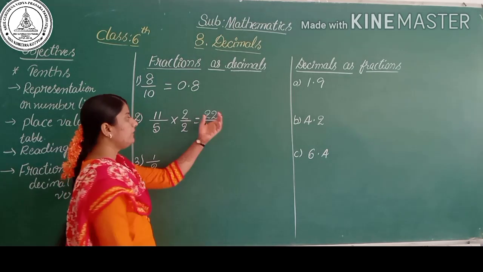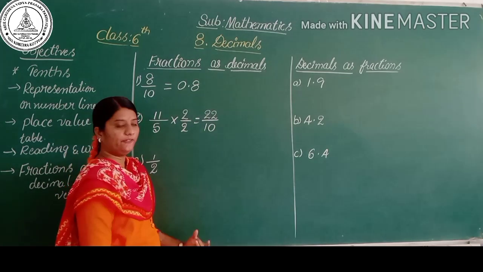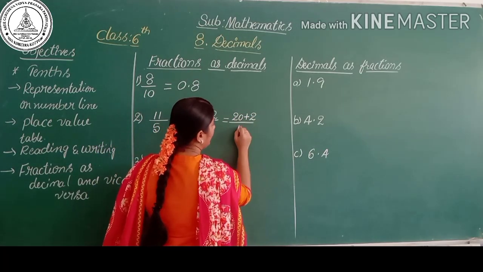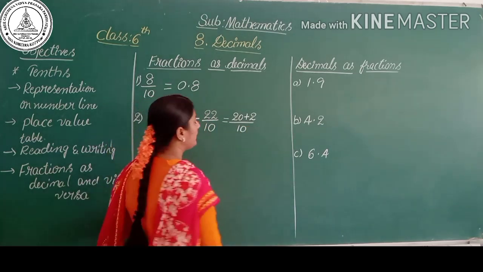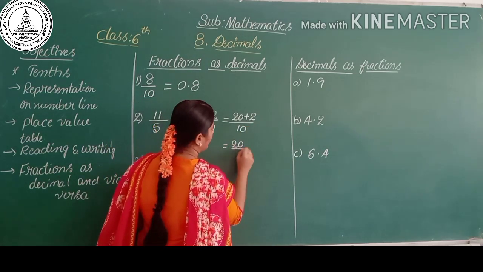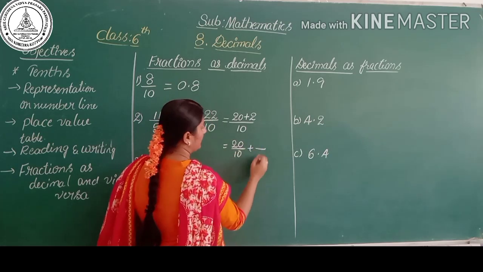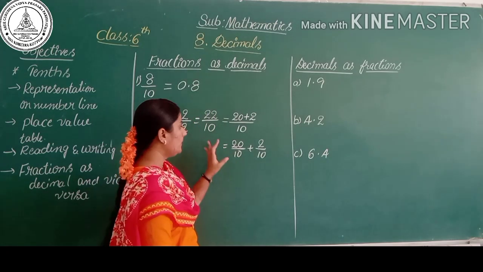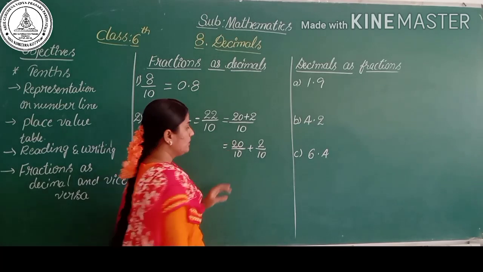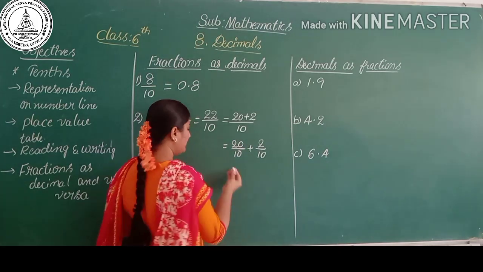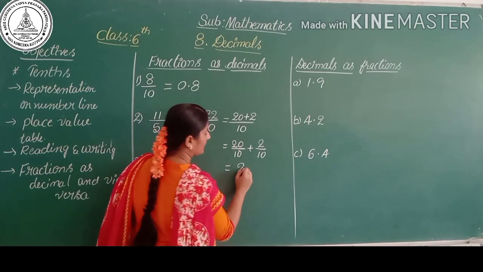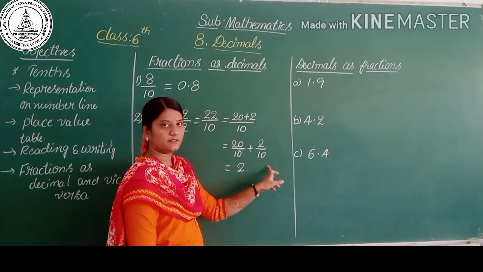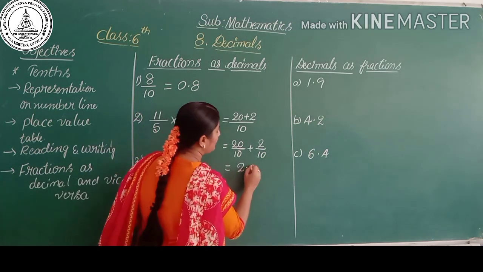How can we write this number in decimal form? We can write it as 20 plus 2 divided by 10. Now we can write it as 20 by 10 plus 2 by 10. So 20 by 10, we can simplify this one: 10 ones are 10, 10 twos are 20. So we can write it as 2. Then 2 by 10 is 2 tenths. So we can write it as 0.2.